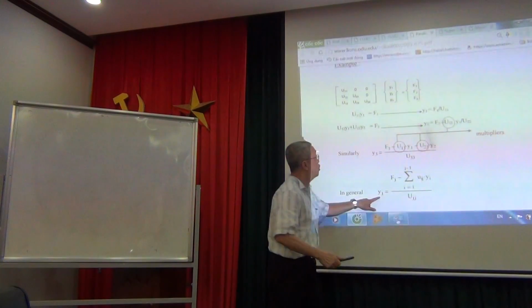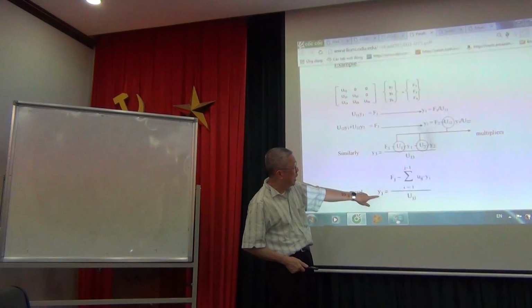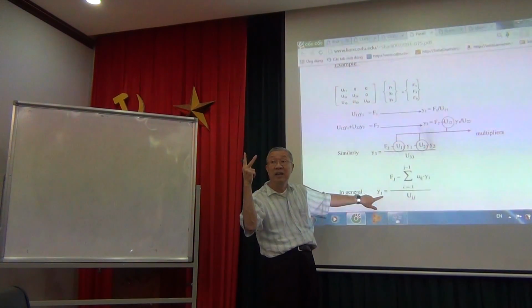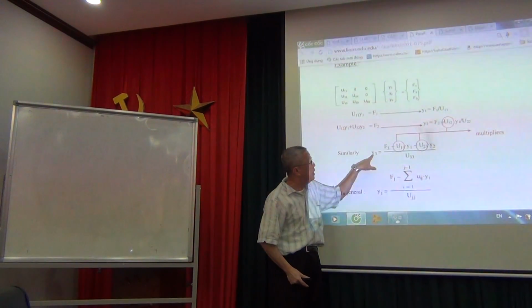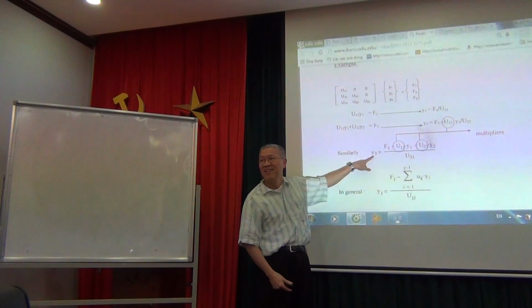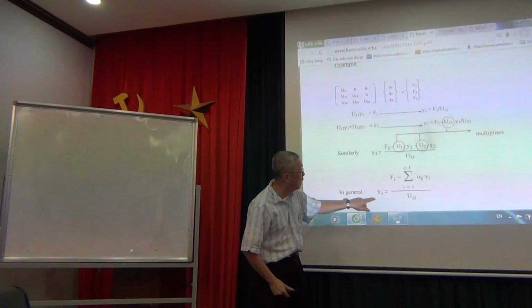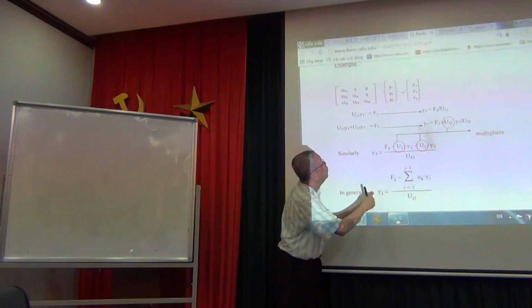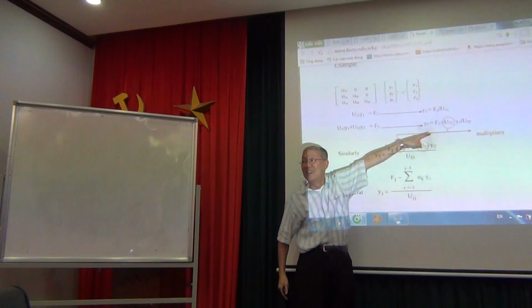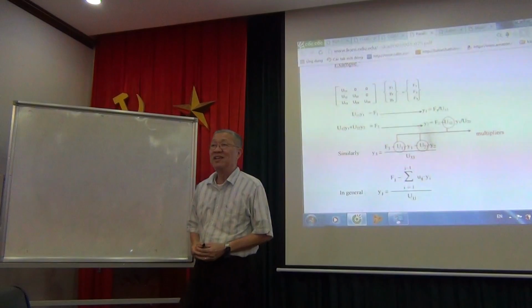So for example, if you let j equal to 3, then this formula will become this formula. And if you let j equal to 2, then this formula will become that formula. Is that clear? Is that okay?